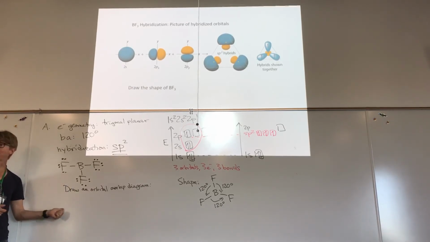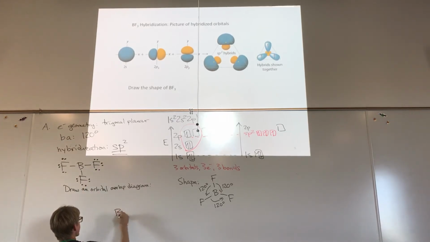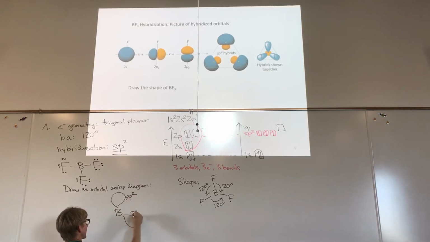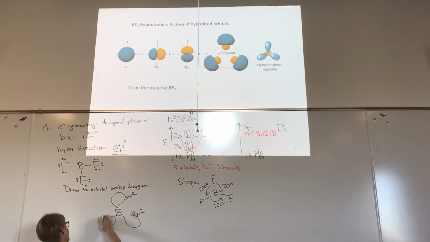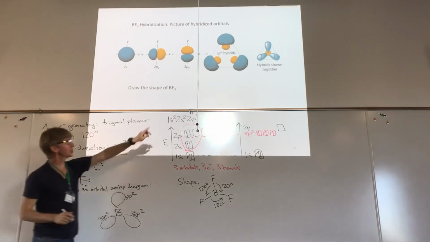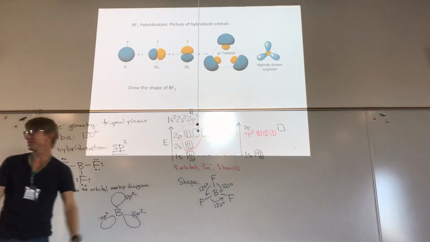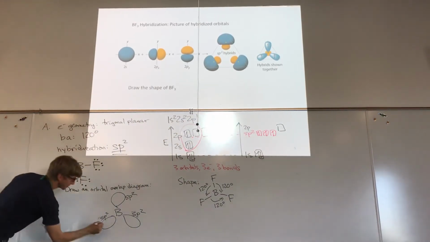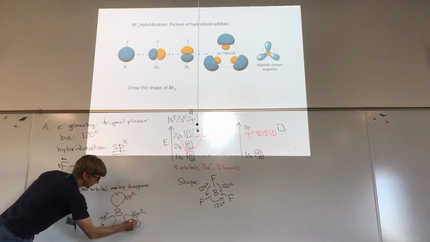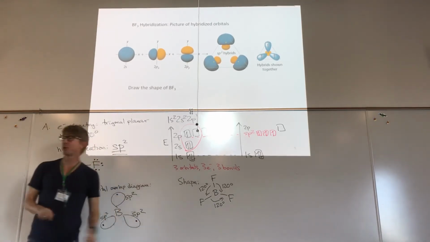Now let's draw an orbital overlap diagram for boron. So those are supposed to be those 3 orbitals up there. They're at 120 degrees. They look like balloons. They each have 1 electron in them. Now let's do the fluorines.